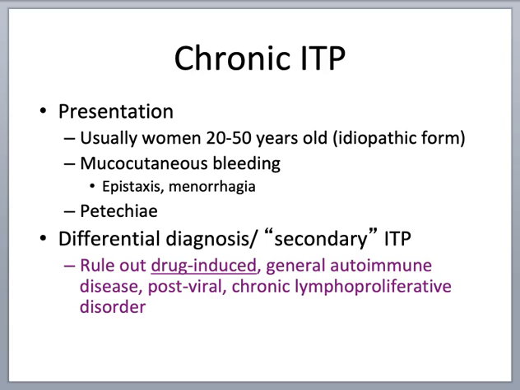The differential diagnosis is important to rule out secondary forms of ITP because this is roughly the same age group that might be taking some of these medications associated with drug-induced ITP. This is also the primary sex and age group for autoimmune disease, as well as post-viral syndromes, and we want to rule out lymphoproliferative disorders like chronic lymphocytic leukemia and lymphoma.